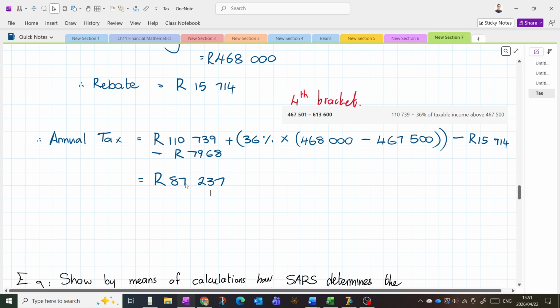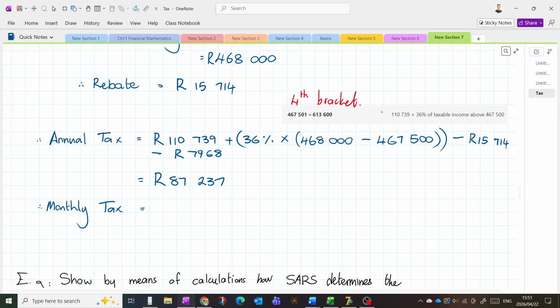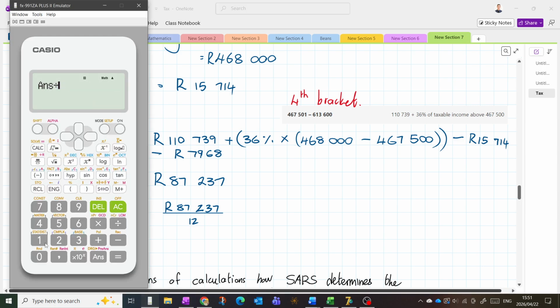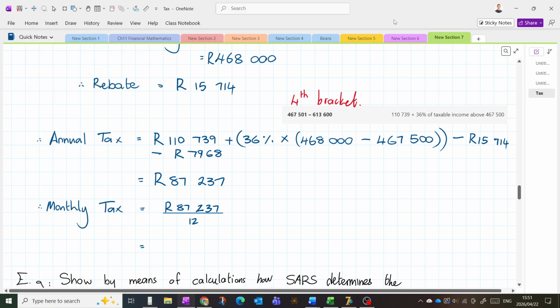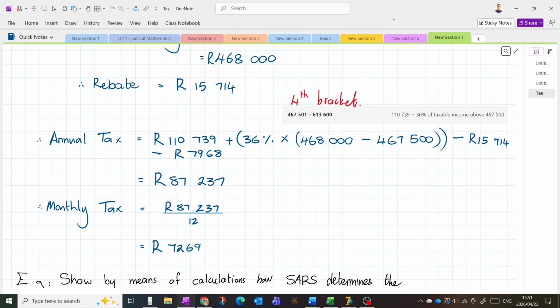Okay. Now again, they wanted monthly tax. So then we can go and say monthly tax. And that's going to be this amount, his annual tax divided by 12. So we get 7,269 Rand and 75 cents.